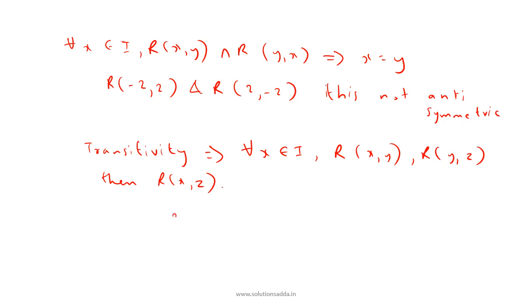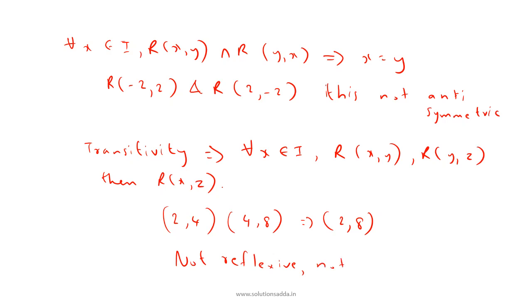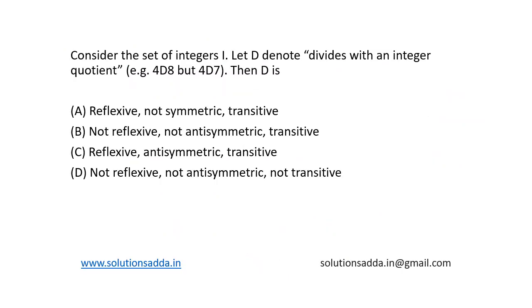For example, 2 comma 4 as 2 divides 4, and 4 comma 8 as 4 divides 8. Then 2 comma 8 is possible because 2 divides 8. So the given relation is not reflexive, not antisymmetric, and transitive. So option B, not reflexive, not antisymmetric, and transitive, is the correct answer here.